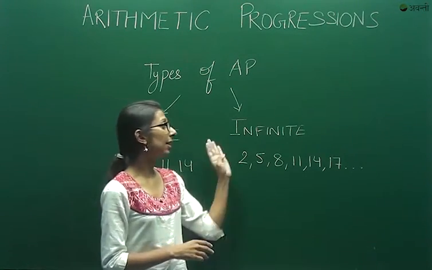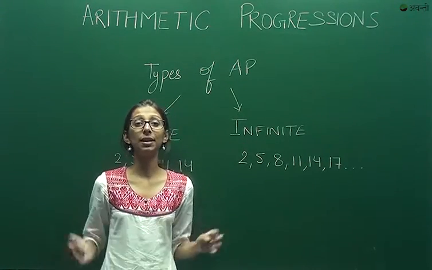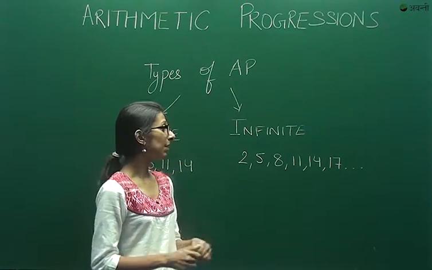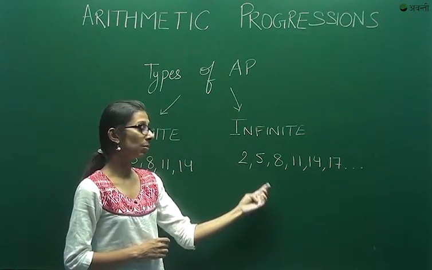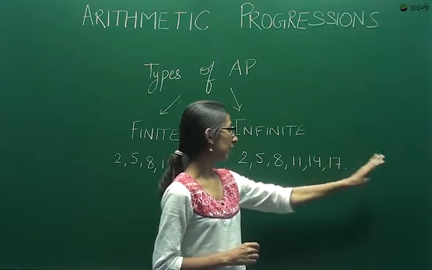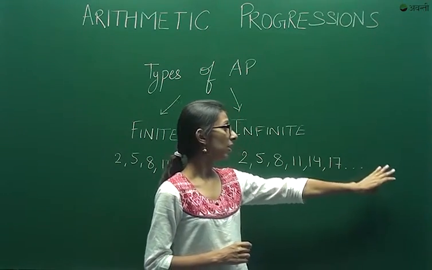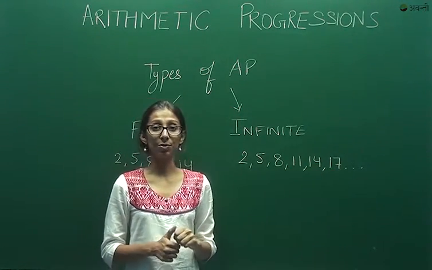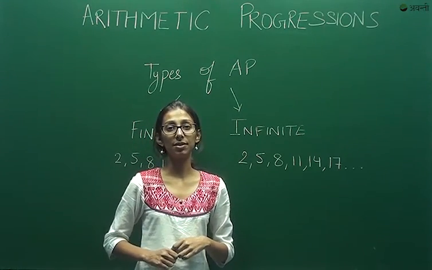On the other hand, an infinite AP would be a series which will consist of an infinite number of terms. For example, if I consider the same series as earlier, that is the first term is 2 and the common difference is 3, I will take this AP to infinity, that is 2, 5, 8, 11, 14, 17 and so on. Now my AP doesn't end at 14, but it goes on till infinite number of terms.